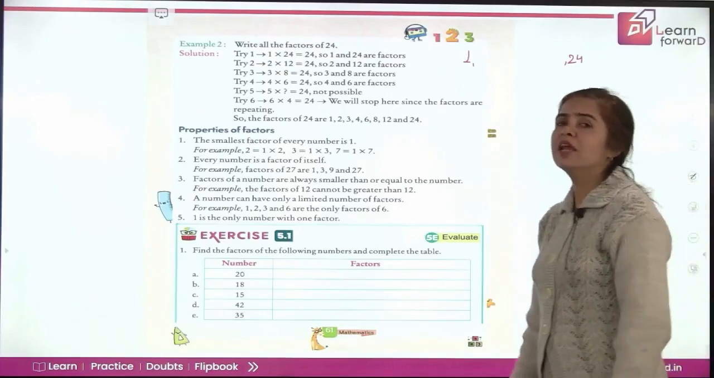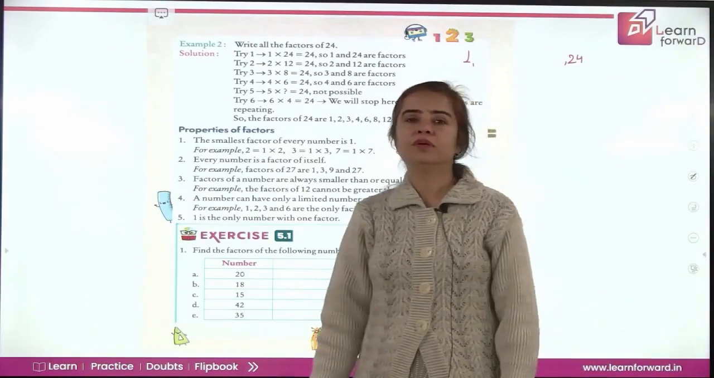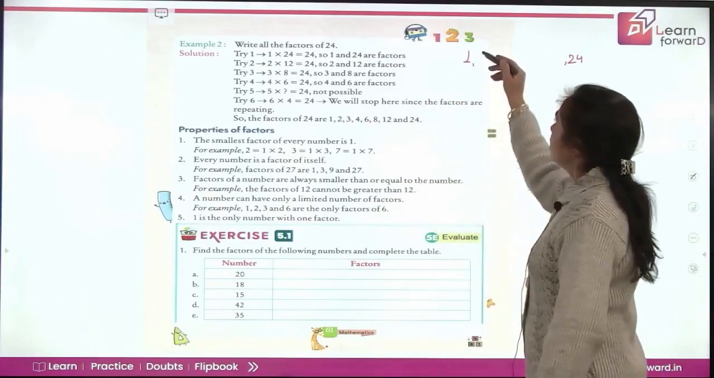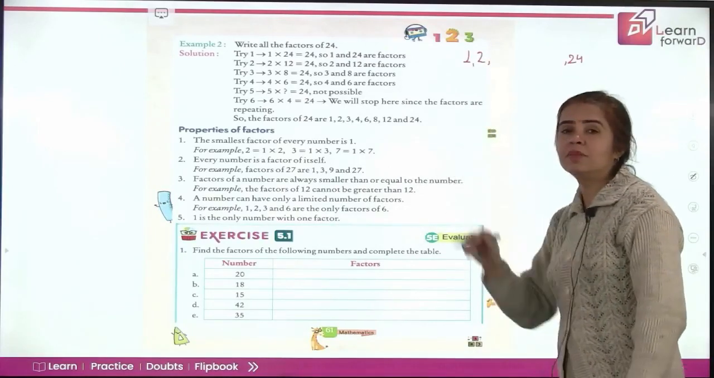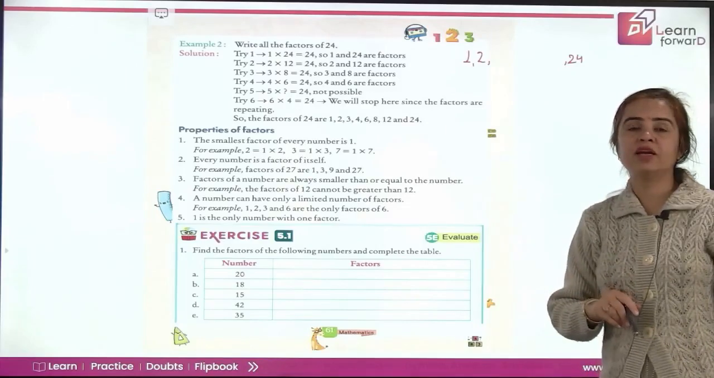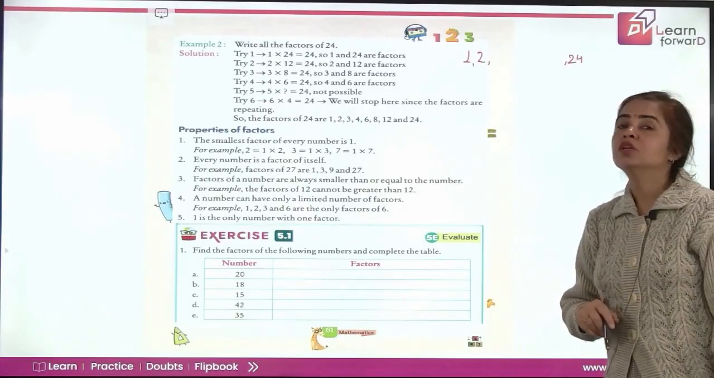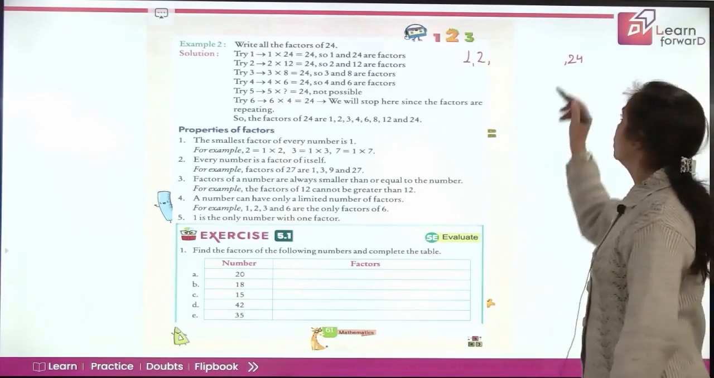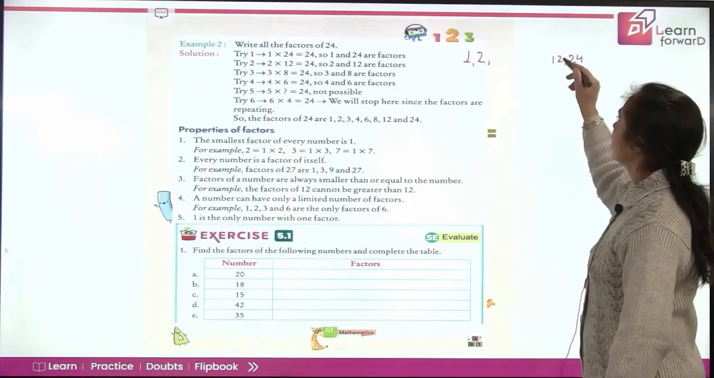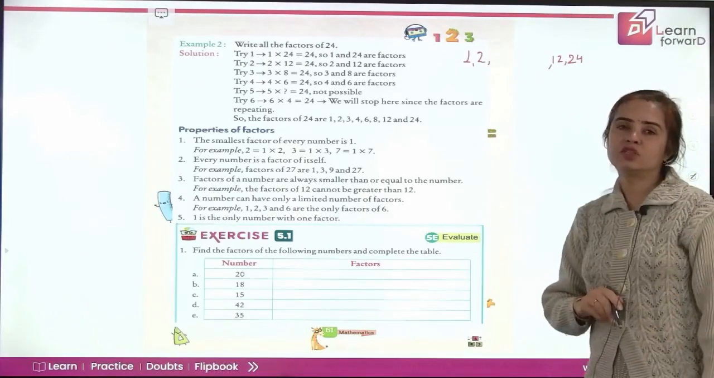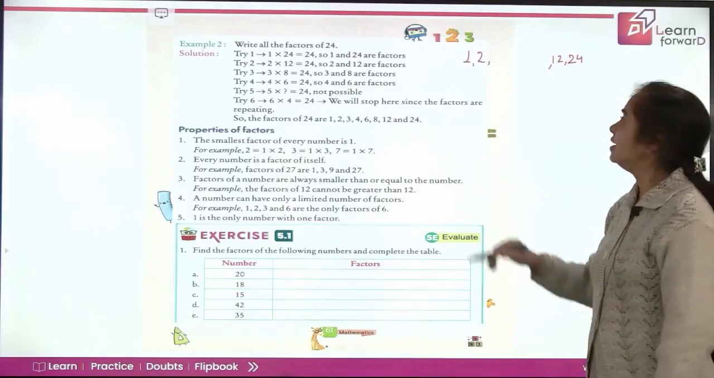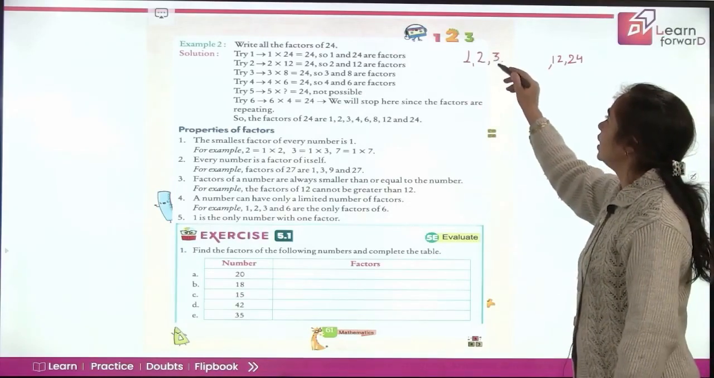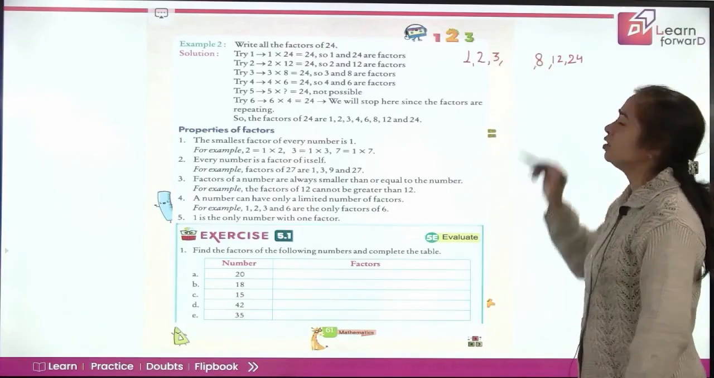Now let's check, is 24 divisible by 2? Yes. So you can quickly write here, it is divisible by 2. What do you get? What is the other number here in the multiplication fact that gives you 24? 2 12s are 24. So from the back, from the end, now you will write 12. So you get another pair. Is it divisible by 3? Yes. So 3 8s are 24.